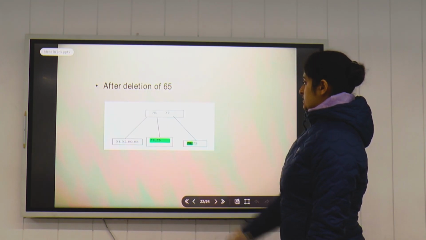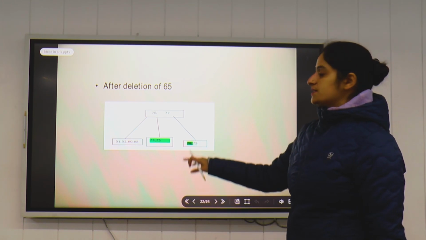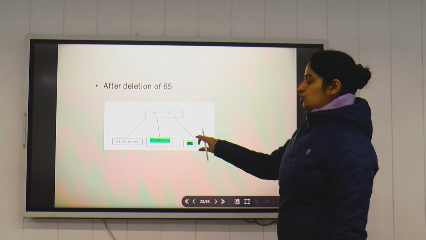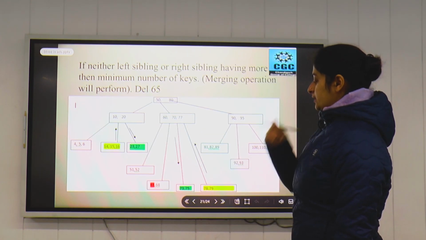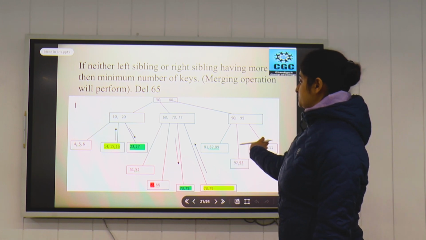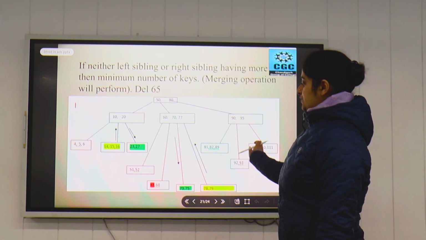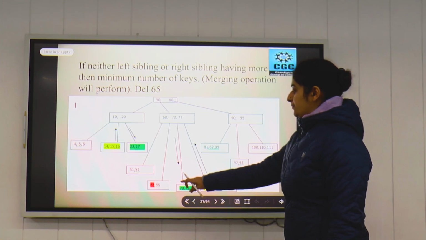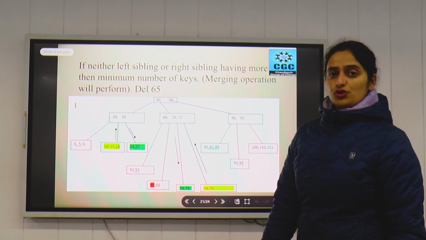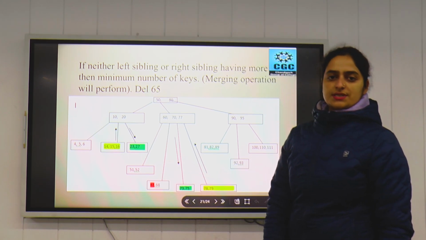Now come to the next. We can say after deletion of 65, this is the final output of the B tree which is going to come. So now what is going to happen? Yes, 51, 52, 65, 60 and 68 are going to be merged here. So ultimately what I would like to explain here is, I have to delete the data element 65 from here.